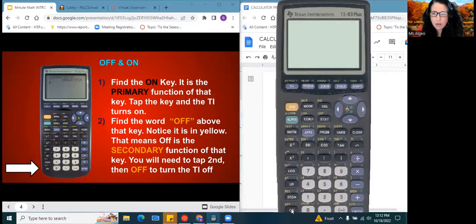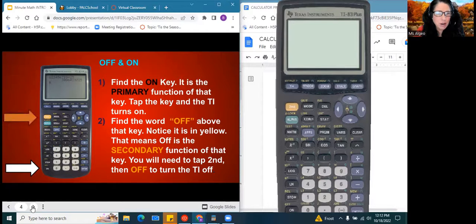And if I were to click on, it would turn on. You see my cursor is now on the screen. If you look at the on key, above that is the word off in yellow. That just means for that key to be the off key, you have to press the second function. You see it changes in appearance, and then click it and it's off.